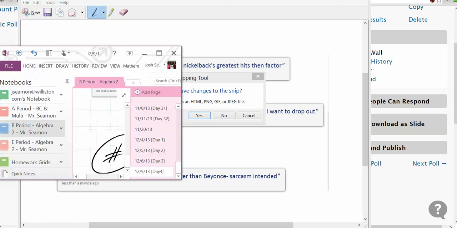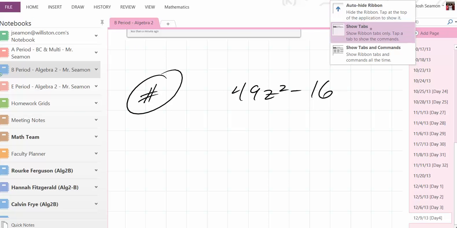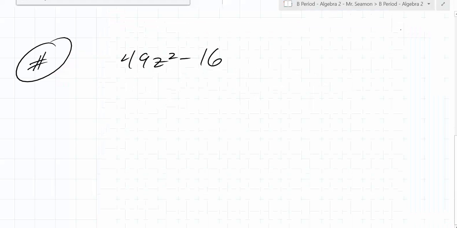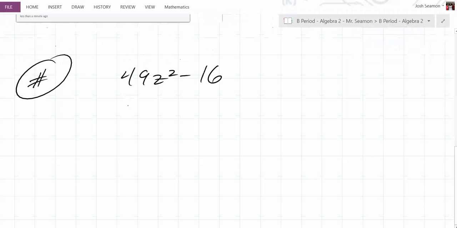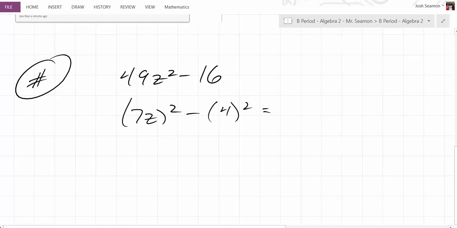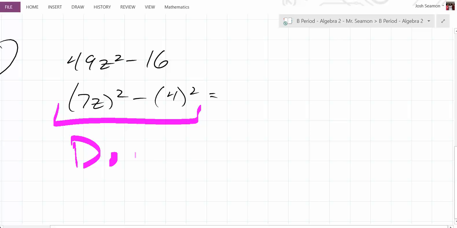What's the difference between squares and perfect squares? Integers. That's the difference. So 49 is what squared? 7. 49 is 7 squared, exactly. So this is 7z squared minus what squared? 4 squared. So what pattern is this? What is this called? Difference of squares, whatever you want to call it.